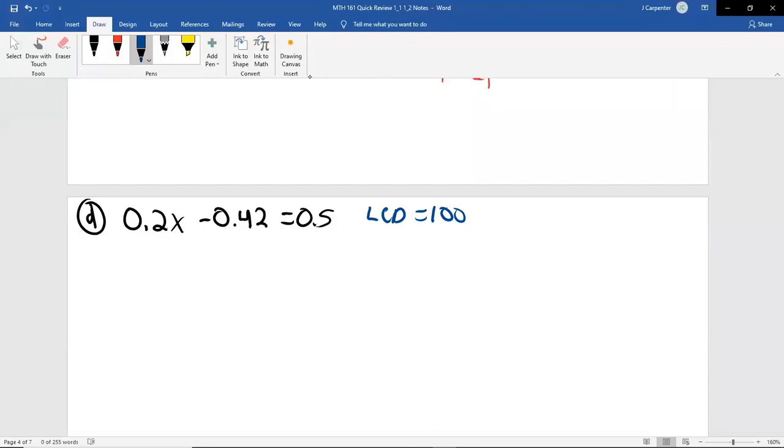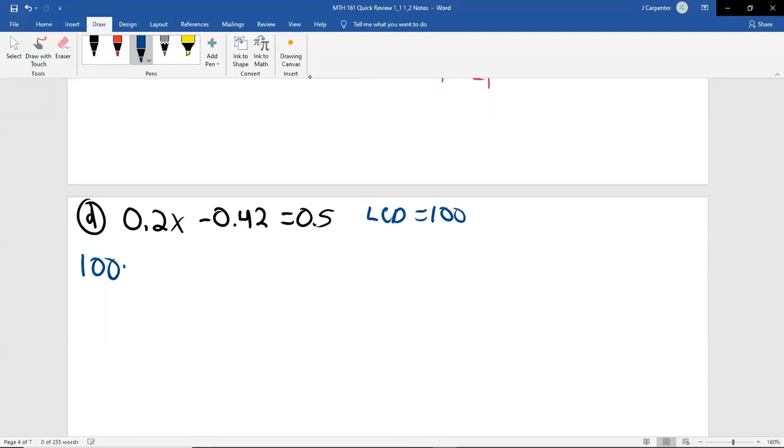If this was 0.425, the LCD would be 1,000. If this was 0.5291, the LCD would have to be 10,000. If these all had 2 decimal places, the LCD would still be 100. And in fact, I can write them all as 2 decimal places because I can call this 0.20 and I can call this 0.50. That doesn't change the LCD though, because they all still have at most 2 decimal places.